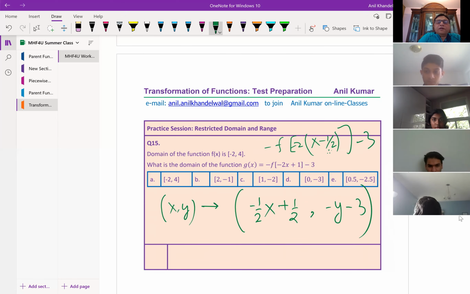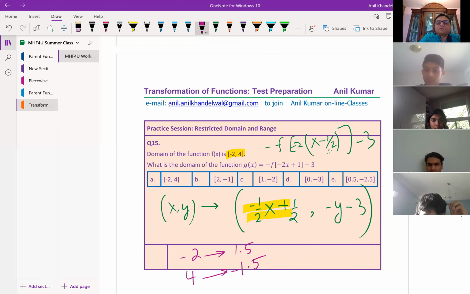Now tell me. Domain of the function is given to you, so we have to only work on the domain of the function, correct? So basically what happens to the x value? Is that clear to you? Calculate. Minus 2 will become what? Minus 2 will become 1, and plus half, so 1 plus half would be 1.5. And 4 will become what? 4 would become negative 2 plus half, which would be negative 1.5. So that becomes your domain, right? 1.5 to negative 1.5. So what is the answer?